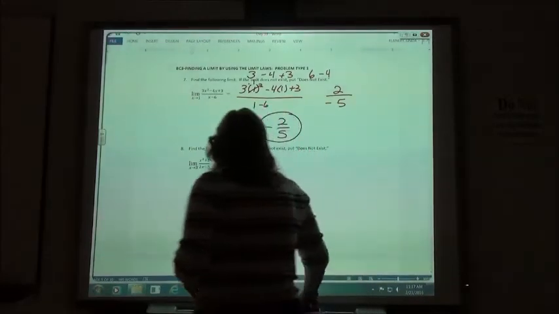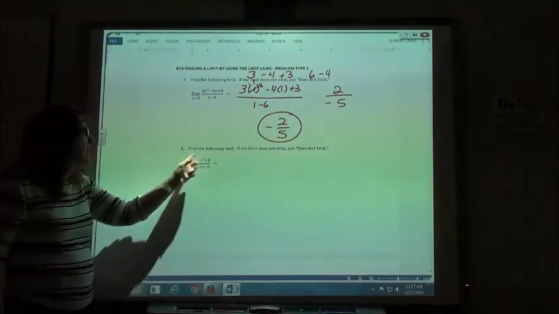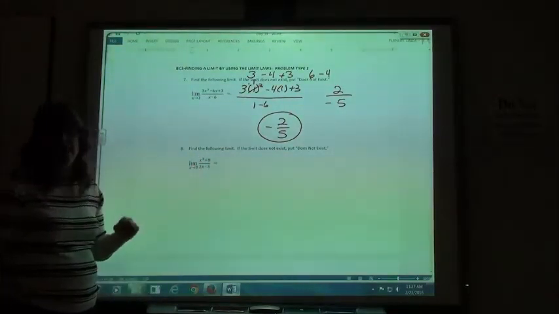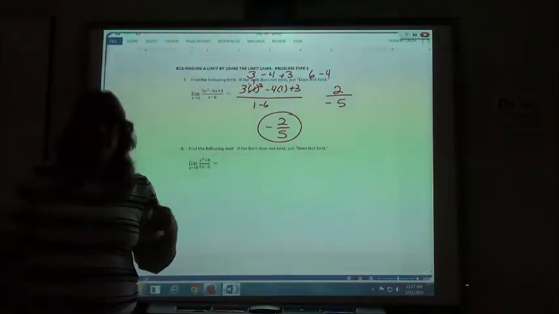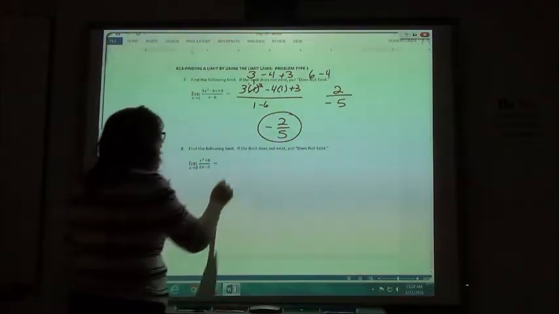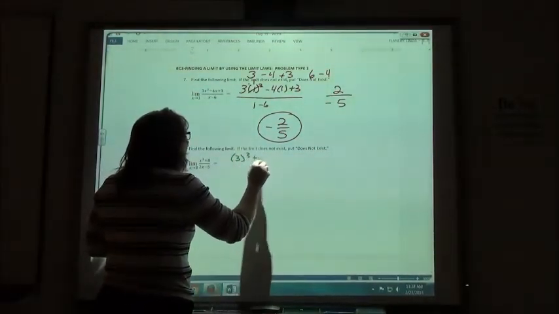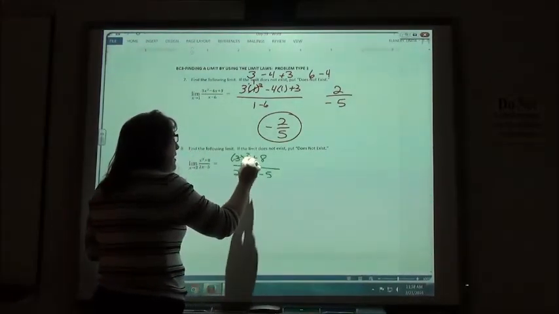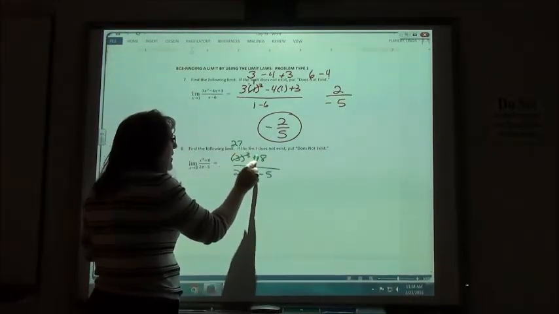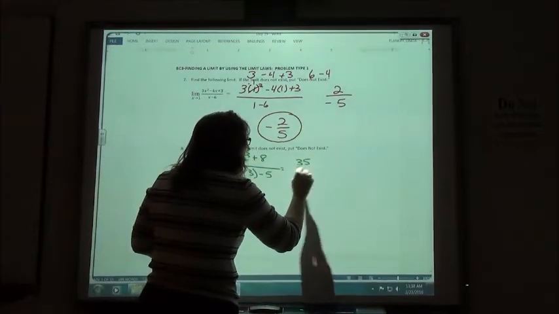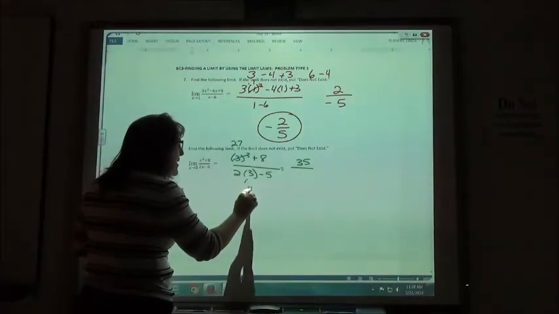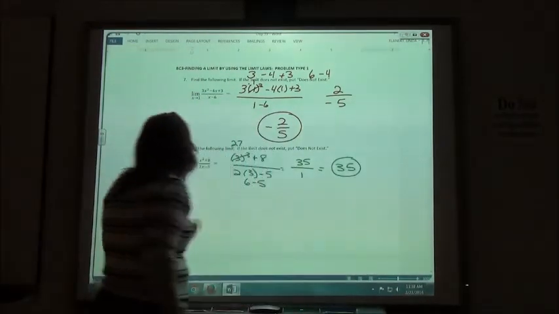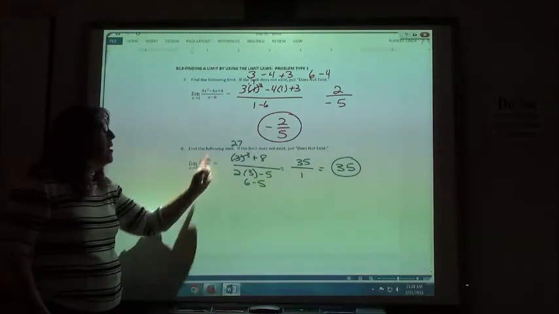Same thing on number 8. All I'm really going to do to find the limit as x approaches 3 is put 3 in for my x's. As long as the denominator is not 0, we're good. So I'm going to start by doing 3 cubed plus 8, and then I'm going to take 2 times 3 minus 5. 3 cubed is 27. 27 plus 8 would be 35. On the bottom, 2 times 3 is 6. 6 minus 5 is 1. So my limit as x approaches 3 would be 35.